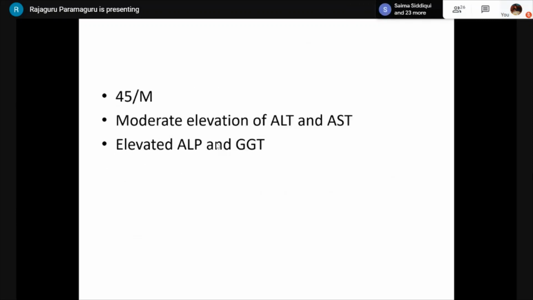There are a lot of slides. So I'm having a quiz slide again here. A 45-year-old male with moderate elevation of ALT and AST and elevated alkaline phosphatase and GGT.